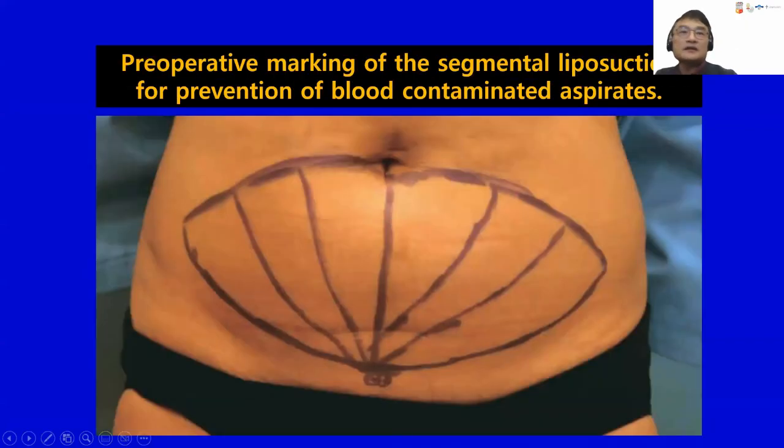For harvesting with less bleeding and contamination of the aspirated fat, we can approach with segmental liposuction. In case of bleeding during suction at one segment, liposuction should be performed at the other or next segment. However, it is important to pay attention to avoid the formation of irregularity between segments.